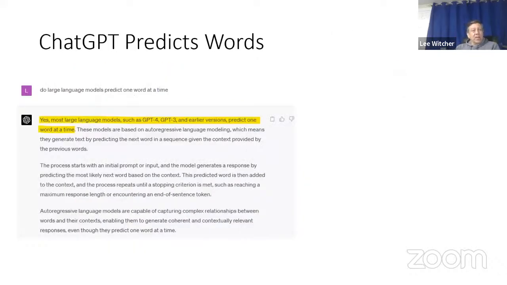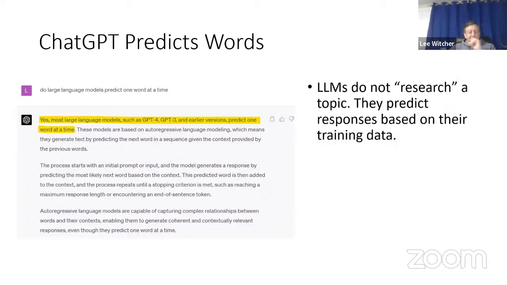Even if you ask ChatGPT in its own words, do you predict things one word at a time? Yeah, it gives you a nice answer. Yes, most large language models, such as the GPTs, predict one word at a time. And it talks about autoregressive language modeling and how it's done. One of the common misunderstandings about large language models is they don't actually go out and research. They're already pre-trained on information, and they're trying to utilize that information to respond to user prompts.